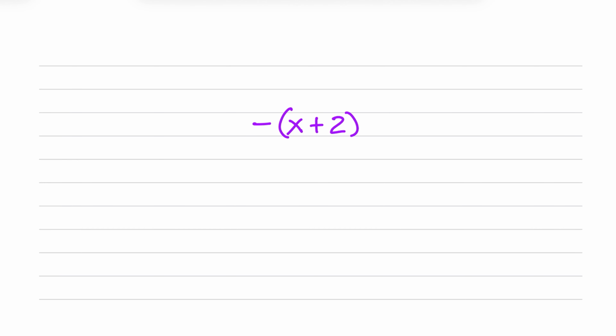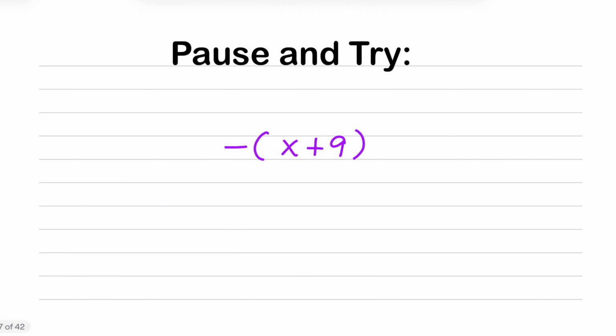One more time, let's use the arrows. We have -1x and -2. When we write our answer, we don't put the 1 in front of the x. It's understood to be there, but we don't write it. Now it's your turn. Please pause and try.